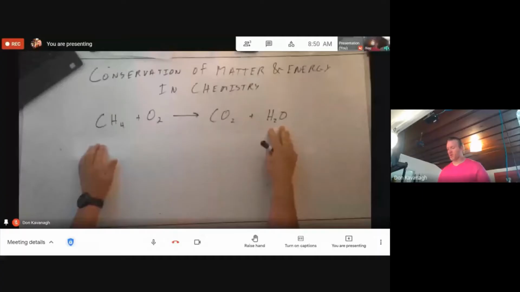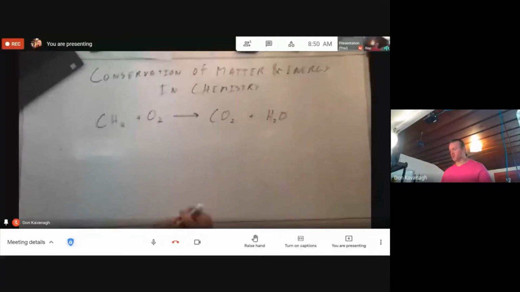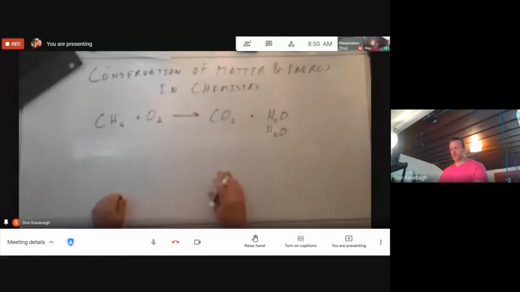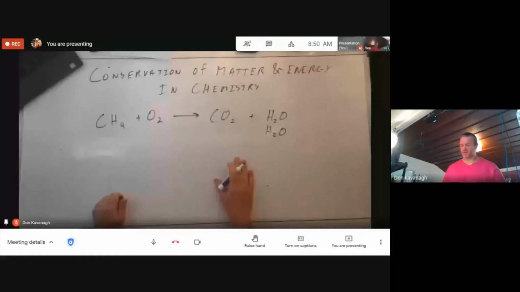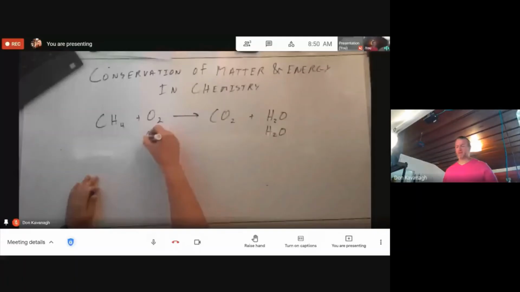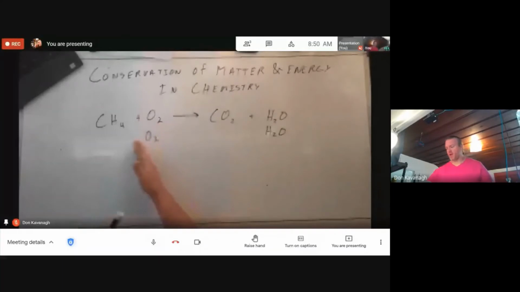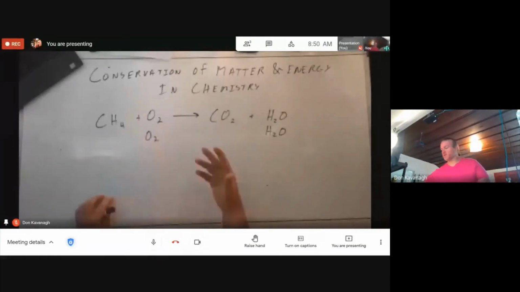So if we do some balancing and say, what if 2 waters are produced, now our carbons are balanced 1 to 1, our hydrogens are balanced 4 to 4, and our oxygens, we have 2 oxygens on this side. What if we have another one? So this way tells us a formula that is predictive in the quantities of matter required for this reaction.